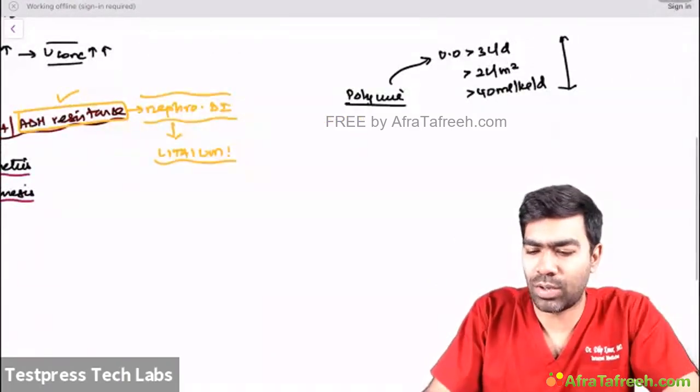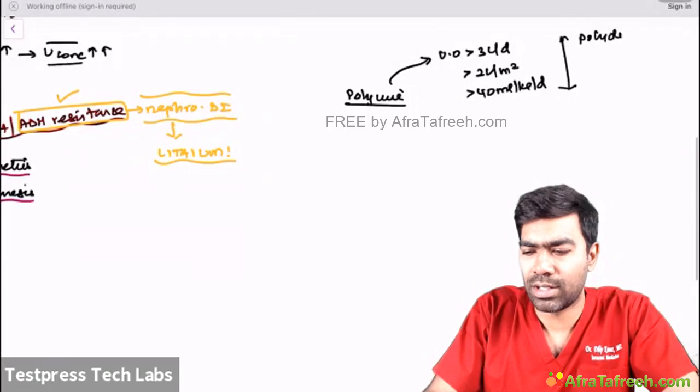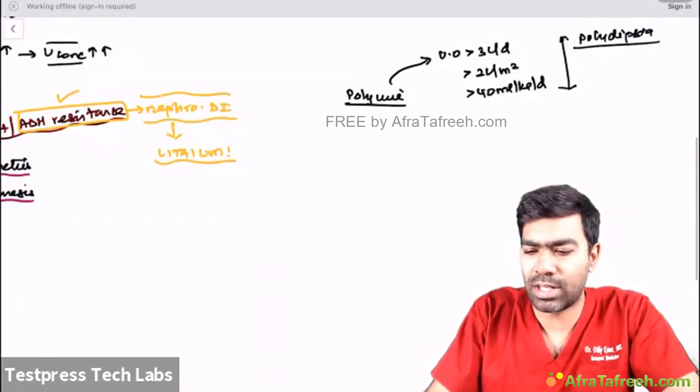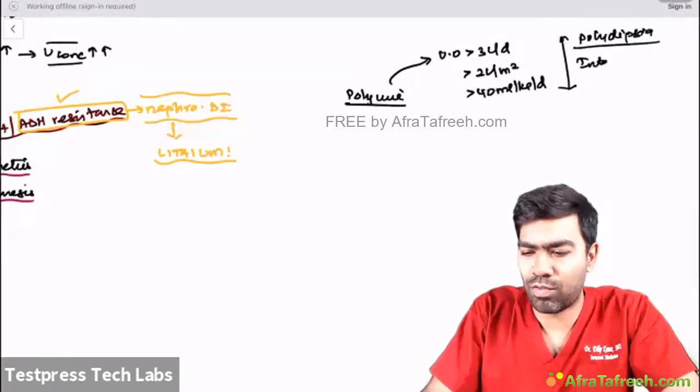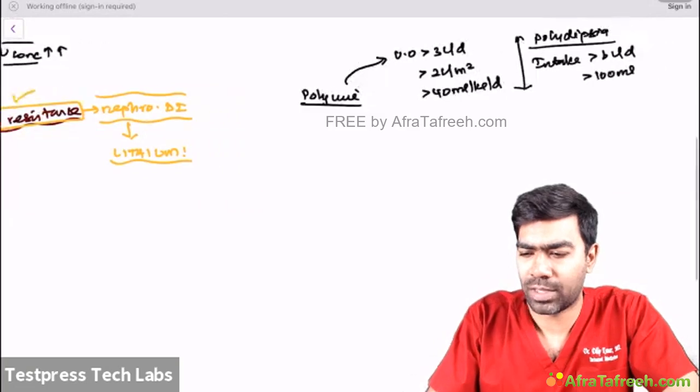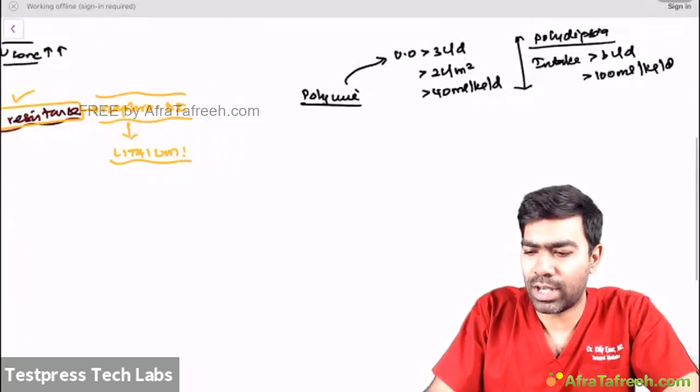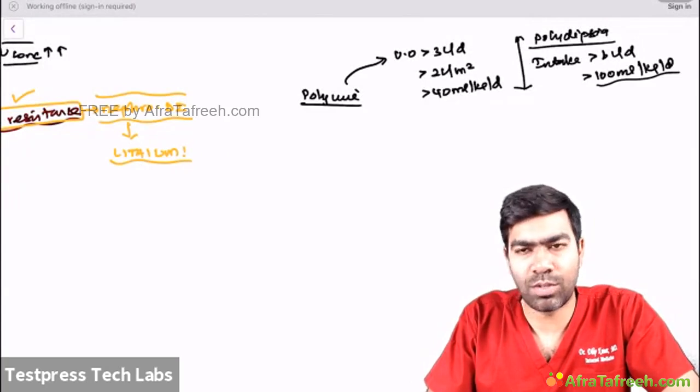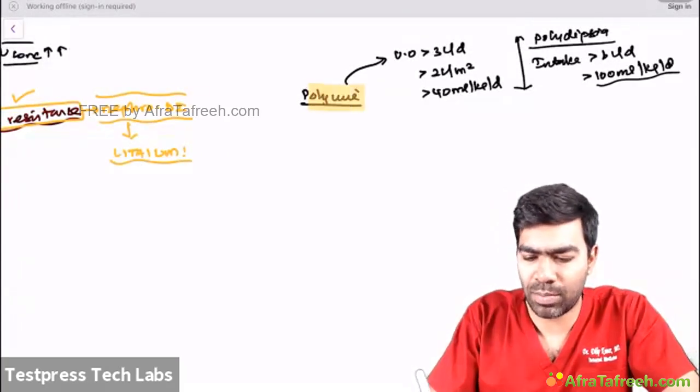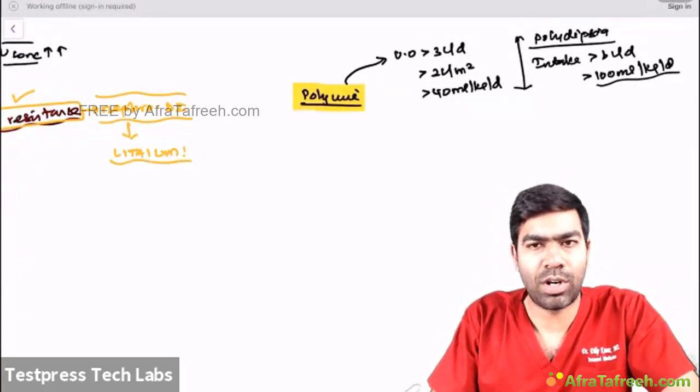And then you need to know the definition of polydipsia. Polydipsia means that the intake of water or any fluid is more than 6 liters per day, or more than 100 ml per kilogram per day. So this is what we define as polydipsia. There are very few conditions that produce polyuria and polydipsia, but in the exam they very commonly ask how you will approach polyuria versus polydipsia.